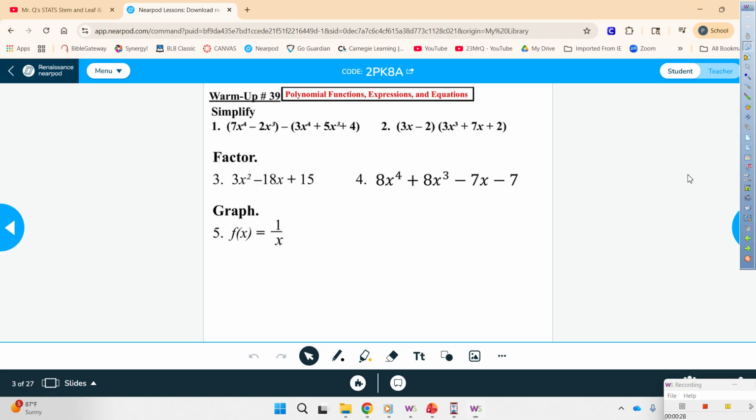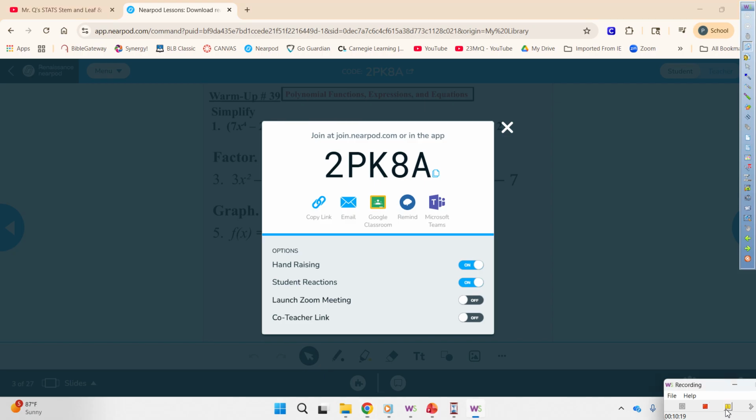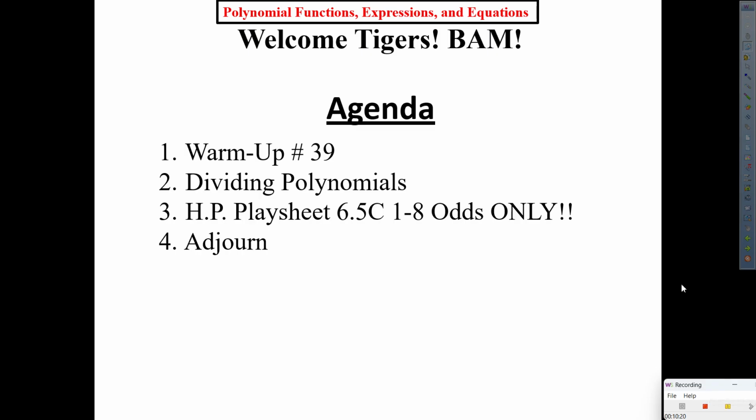All right. Send me your warm-up, please. Agenda. Warm-up 39 done. We're still in the middle of dividing polynomials. Tonight's home plate sheet 6.5C, numbers 1 through 8, odds only. And last night you did evens, which means you're going to Canvas after you copy the agenda and turning in your home plate from last night. So do that right now, please. Also set up a Cornell note. You don't need a Frayer model today.